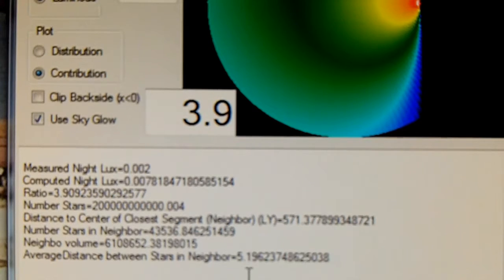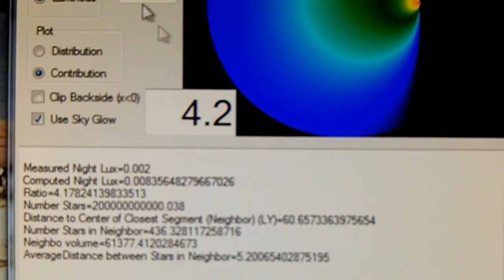It's about 5 light years between stars. So now the problem is we're taking all of those 43,000 stars, and because this is numerical integration, we're treating that as a clump of 43,000 stars that are 571 light years away. And that's why, as you increase the number of segments, I'm going to increase the number of segments again, because that's going to bring all the segments closer. Let me do that and reprocess.